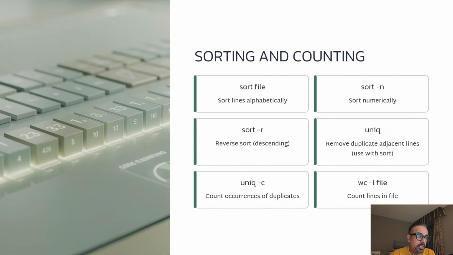And then wc -l file counts the number of lines in a file. The wc command that you see over here stands for word count, and that is what wc means. And the -l flag over here specifically counts the number of lines for you, and that is how this command works.